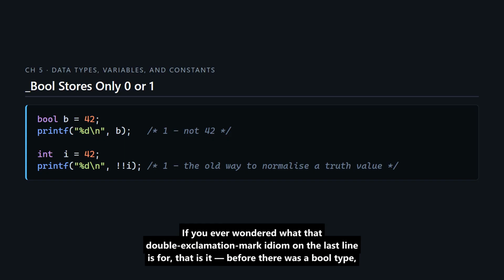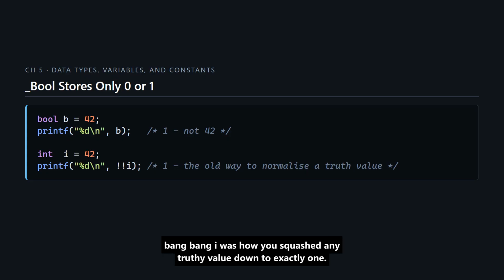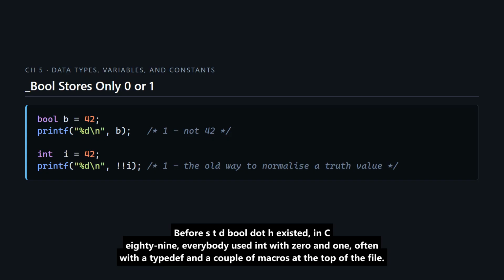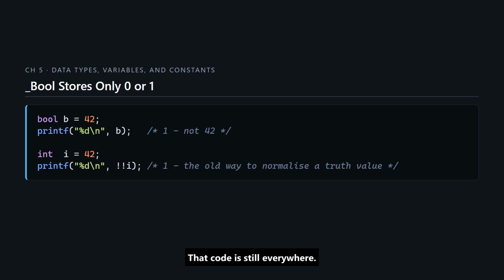If you ever wondered what that double exclamation mark idiom on the last line is for, that is it. Before there was a bool type, bang bang was how you squashed any truthy value down to exactly 1. You will still meet it in older code, and now you know it is not a typo. Before stdbool.h existed, in C89, everybody used int with 0 and 1, often with a typedef and a couple of macros at the top of the file. That code is still everywhere.